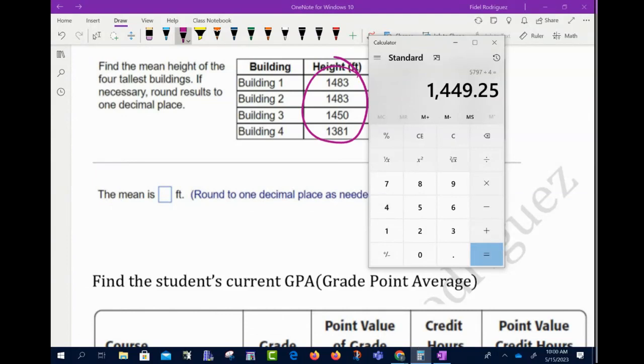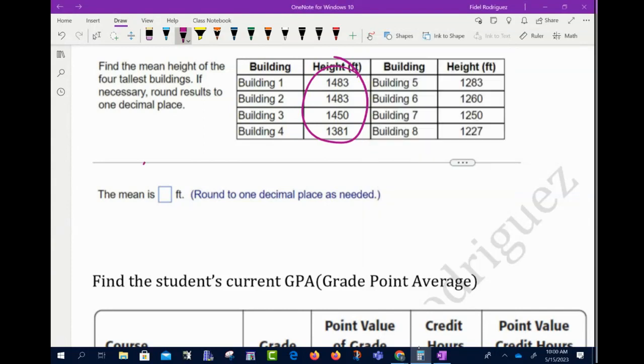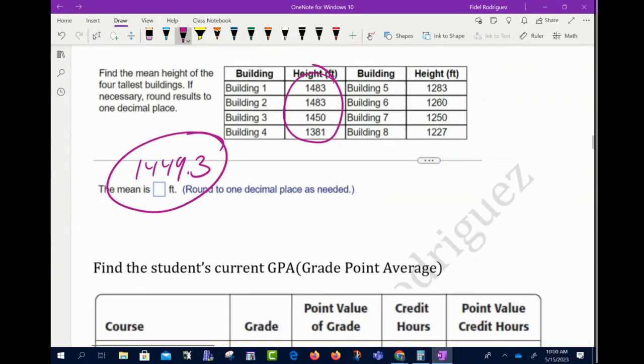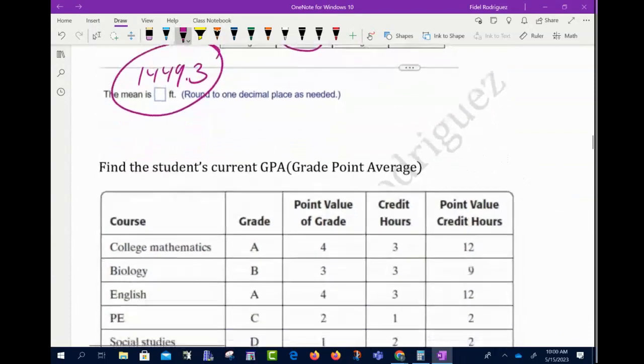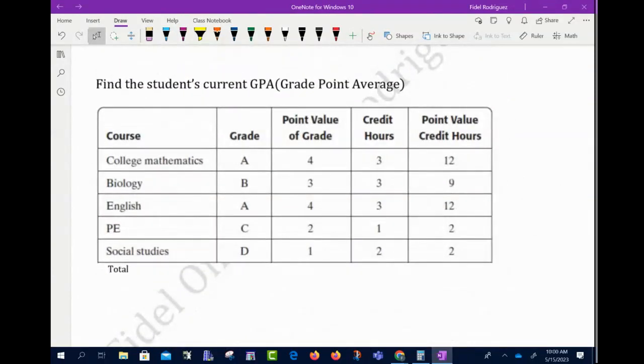Okay, we're going to round to one decimal place, y'all. 1449.2 or 0.3? 0.3, right? Because remember, anytime the number to the right is five or more, that number gets bumped up by one, right? So 1449.3.